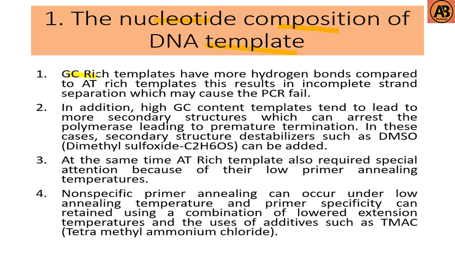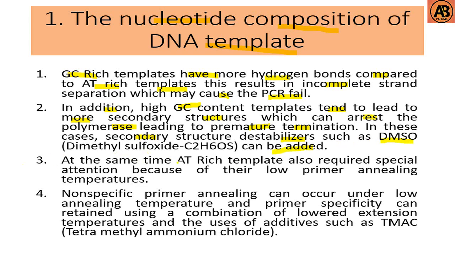We know that GC-rich templates have more hydrogen bonds compared to AT-rich templates. This results in incomplete strand separation, which may cause the PCR to fail. In addition, high GC content templates tend to lead to more secondary structures which can arrest the polymerase, leading to premature termination. In these cases, secondary structure destabilizers such as DMSO or dimethyl sulfoxide can be added.